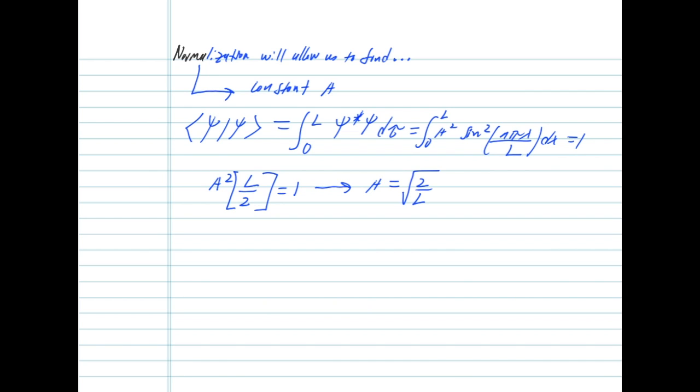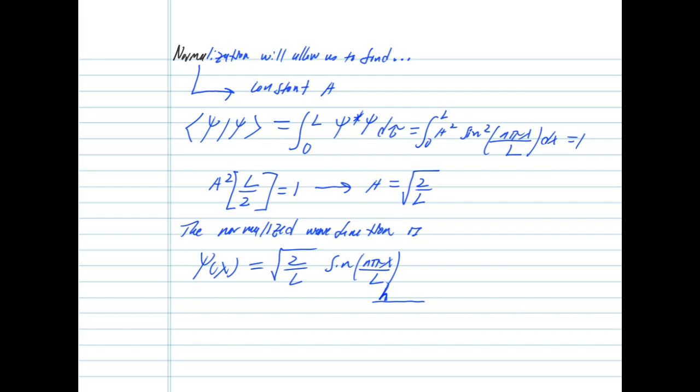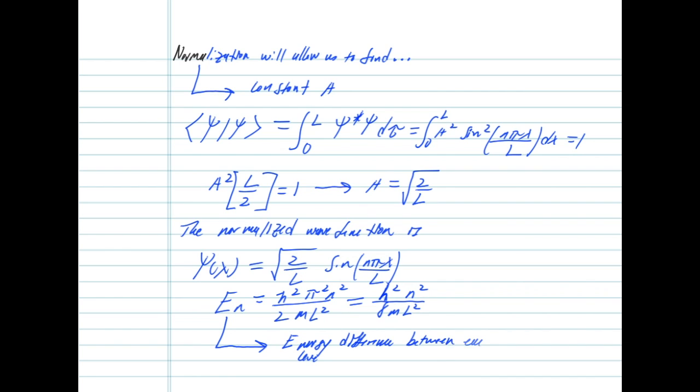The normalized wave function is now psi of x is equal to the square root of 2 over L times sine n pi x over L. And the energy levels for a given value n are going to be h squared times n squared over 8 times m L squared. And the energy difference between each energy level is going to be E(n+1) minus E(n).